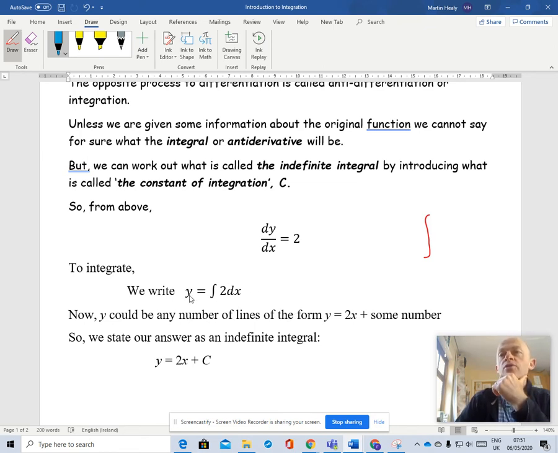Anyway, we want to integrate 2 with respect to x. So y could be any number of lines of the form 2x plus some number. So we state our answer as an indefinite integral: y equals 2x plus c. That is the indefinite integral of 2.